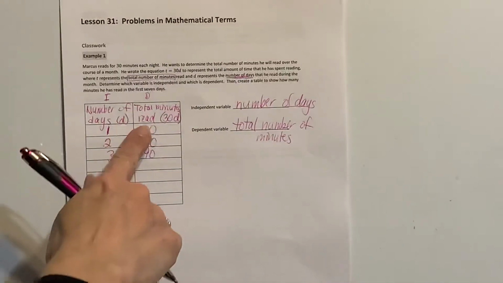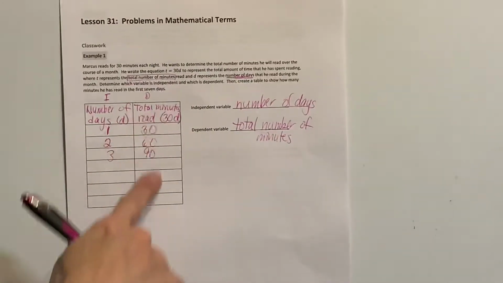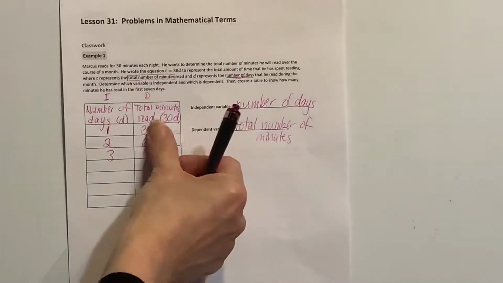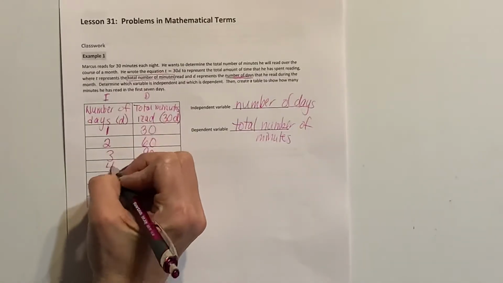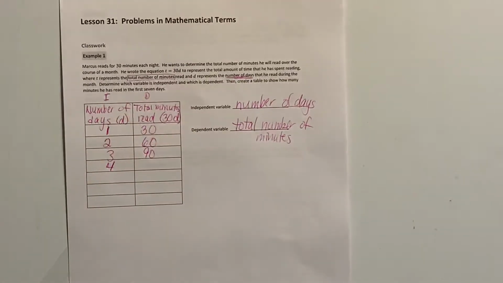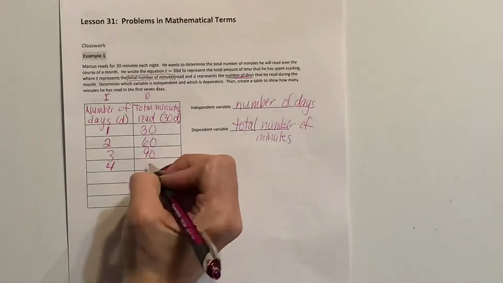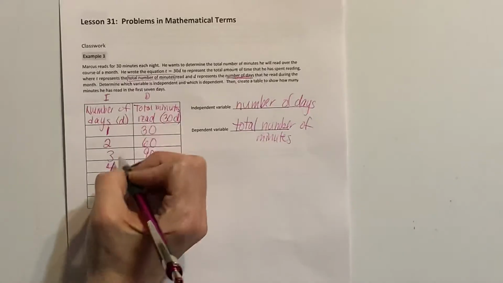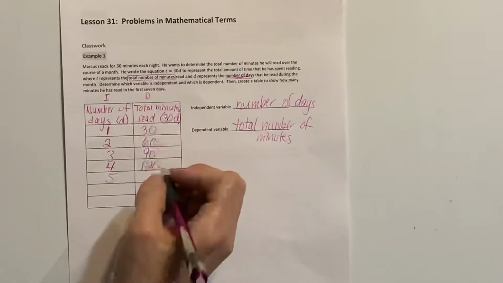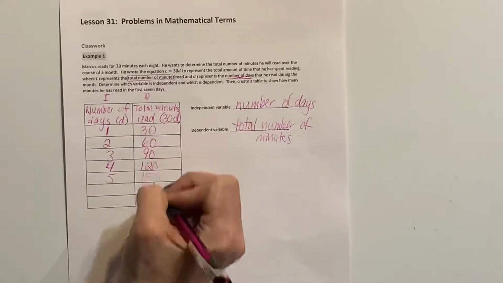All right, I noticed something here. If I take the 0 off, I notice I'm counting by 3s. I'm counting by 30s. So if I do 4 days of reading, it'll be 120. 4 times 30 is 120. 5 days of reading would be 150.